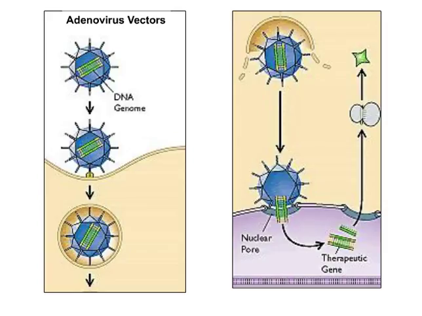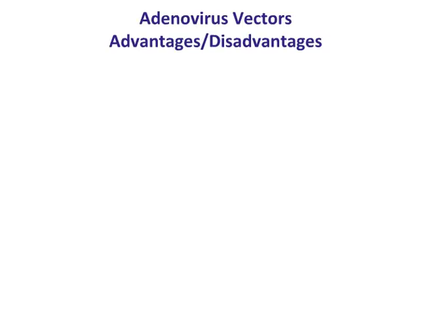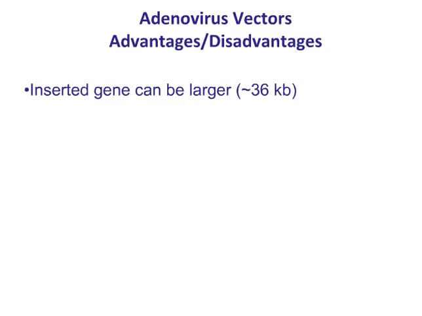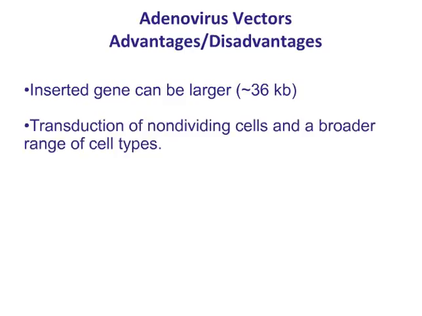Adenovirus vectors do not integrate their genome into the host cell genome. Instead, the host cell machinery transcribes and then translates the viral genome into protein products which produce the effect in the cell. There are several advantages and disadvantages to using adenoviruses as vectors for gene therapy. The inserted gene can be much larger than that packaged into retroviral vectors. It allows transduction of non-dividing cells and can affect a broader range of cell types.